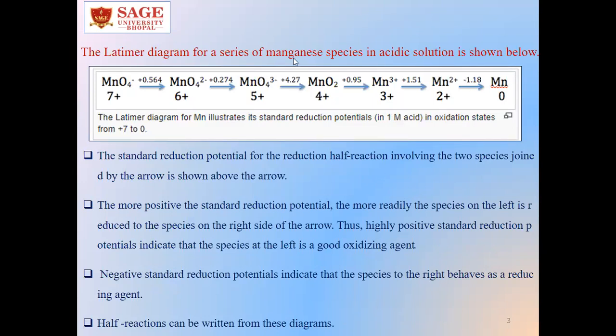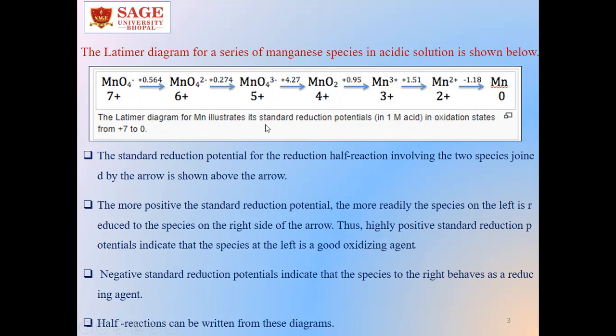The Latimer diagram for a series of manganese species in acidic solution is shown below. MnO4 minus: the oxidation state of manganese is +7. Then comes MnO4 2 minus, and the redox potential is plus 0.564. Here the oxidation state of manganese is +6. Then come MnO4 3 minus, MnO2, Mn3 plus, Mn2 plus, and manganese 0. So these are the oxidation states. From the left side we write the highest oxidation state and then it reduces to 0.